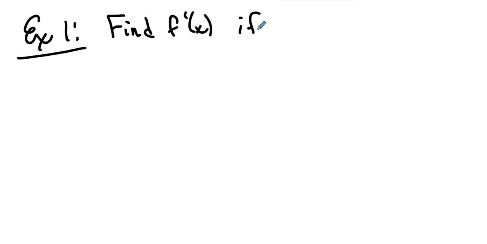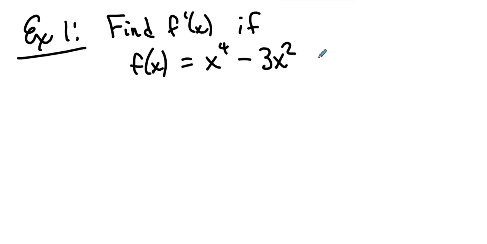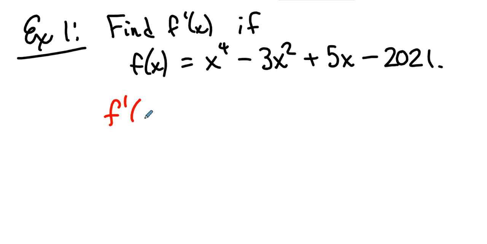Let's find f prime of x if f of x equals x to the fourth minus 3x squared plus 5x minus 2021. Let's give it a go. Now you can tell when this video was made. So we're going to find f prime of x. What does that mean? Well, we're going to find the derivative, one piece at a time, because the derivative of a sum is the sum of the derivatives, and that works just fine for differences also.